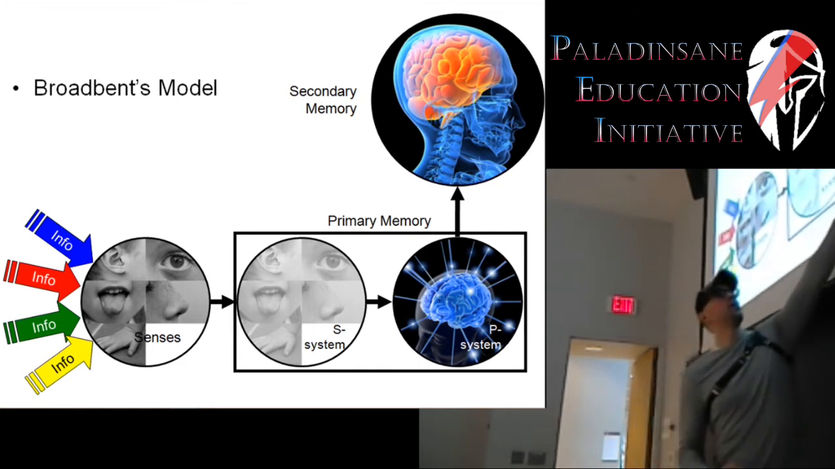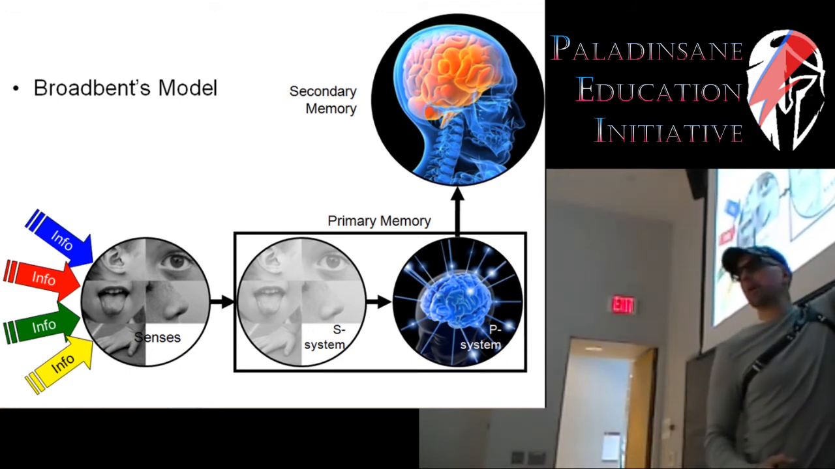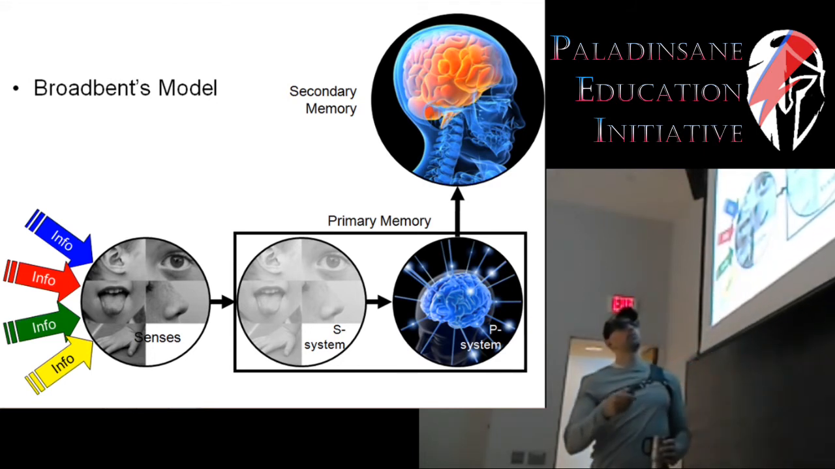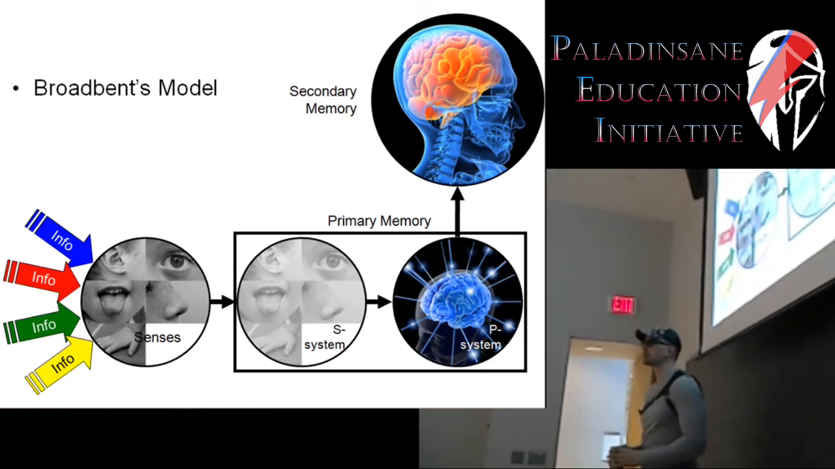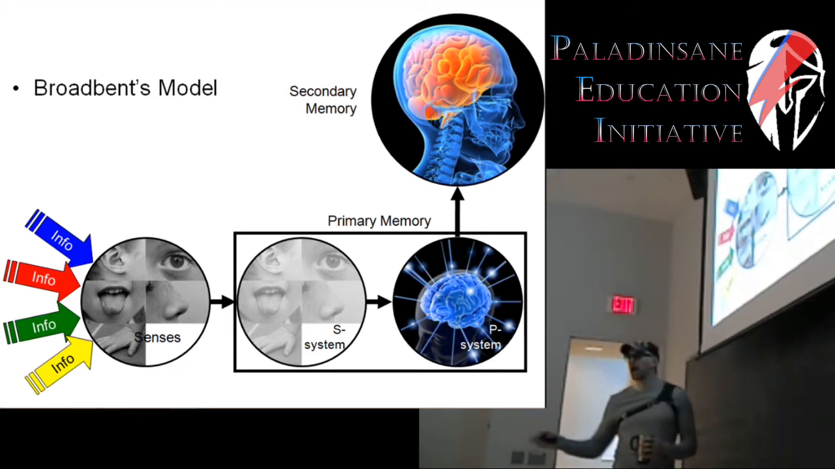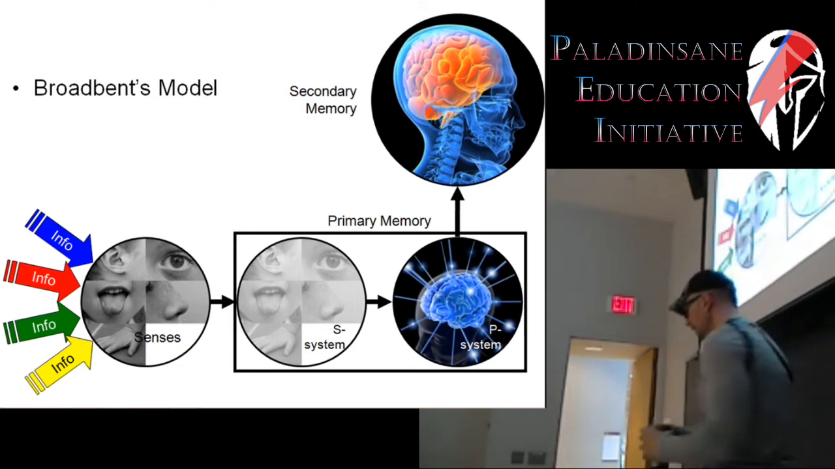The sensory system goes into your P system, and this is your working memory, your short-term memory. And then if you do certain things with the information in your short-term and working memory, then it can go and enter into your long-term memory. And that was a very influential model. That was his idea about how different memory things are structured.